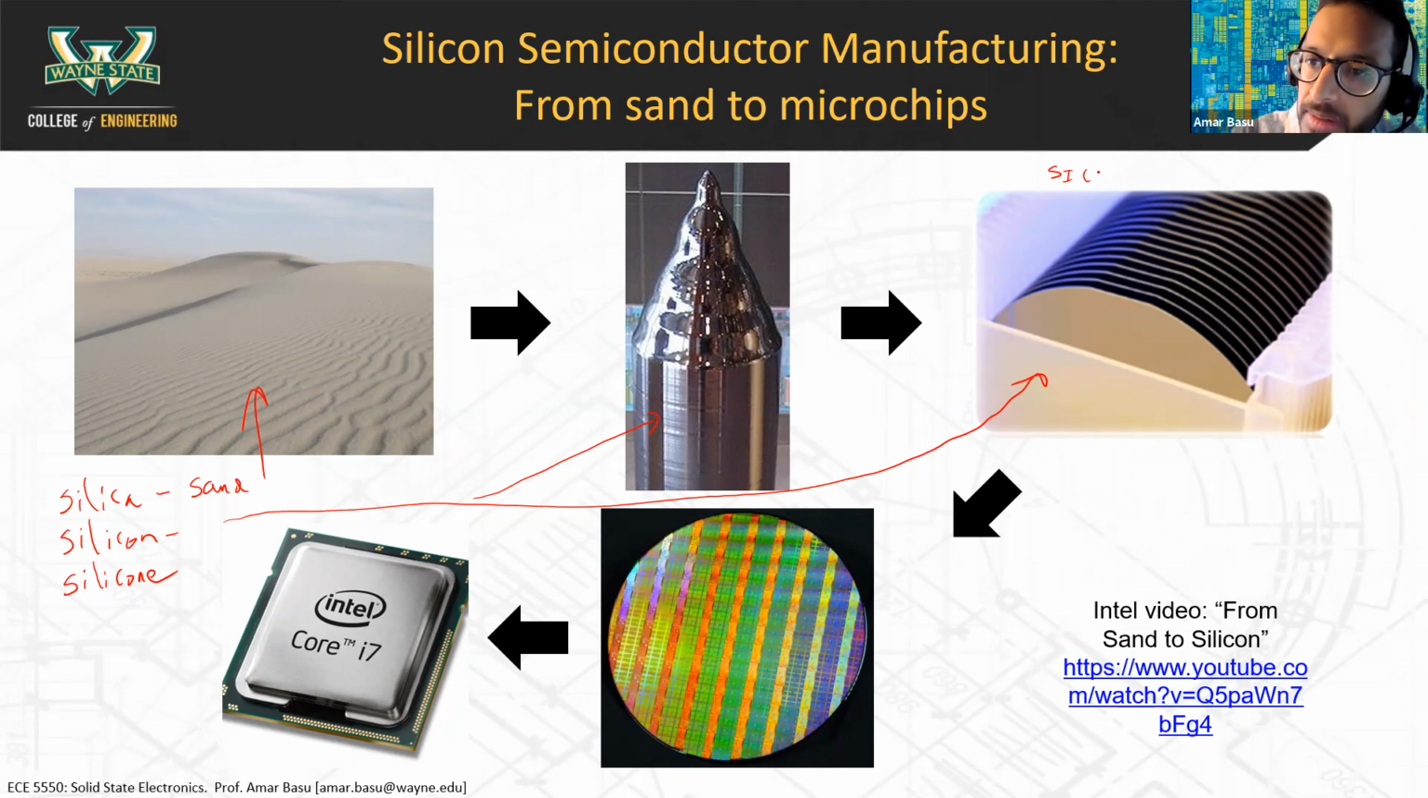Silicon wafers. This is a silicon ingot. So if you imagine taking this thing and slicing it down with a saw into really, really thin wafers or slices, we call the wafers slices, or we call the slices wafers. Sorry, it's the other way around.